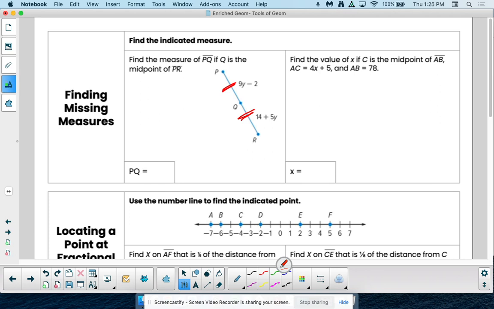So now what's an equation I can write to help us find y? Does that make sense, right? If this has to be the same as this, I know these two values have to be the same. So I'm going to have 9y minus 2 equals 14 plus 5y. And now you just have a linear equation. Not a big deal. I'm going to take care of my y's first. Is that all right? Subtract 5y over to get 4y.